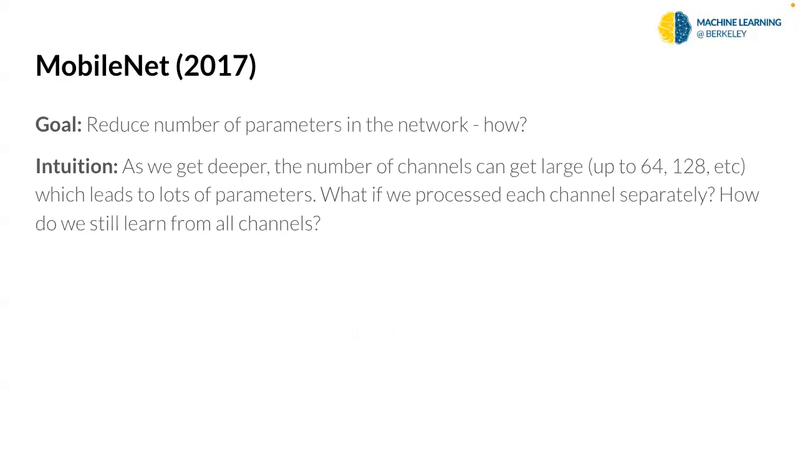The intuition was, as we get deeper, the number of channels can get pretty large, right? As we've seen, even in VGG, we go up to 512 channels. And this is what leads to a lot of parameters. The question they asked is, what if we process each channel separately? Are we still going to be able to learn from all the data? And is this going to be more parameter efficient? And the solution was depth-wise separable convolutions.